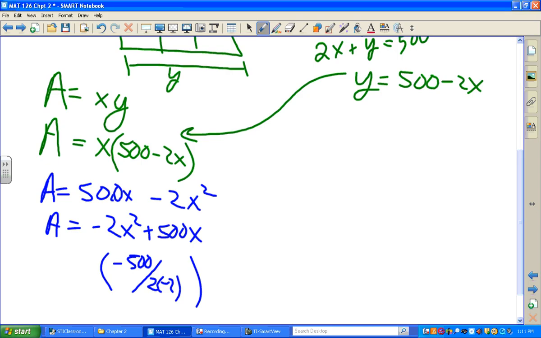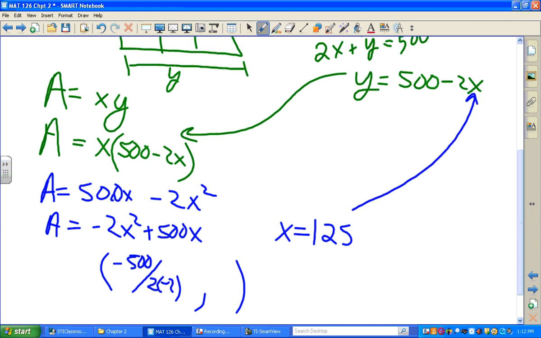That's the x-coordinate. So 500 divided by 4 is 125. How do you find y? Yeah, you put it back into the equation. 500 minus 250 is 250.